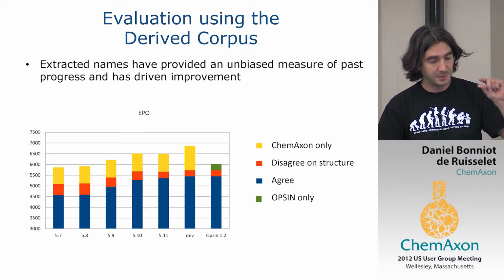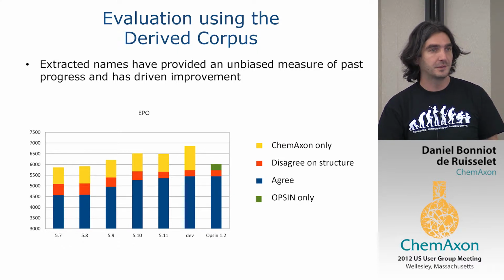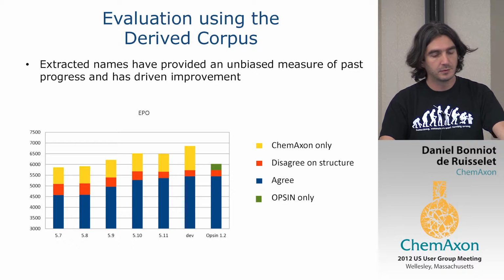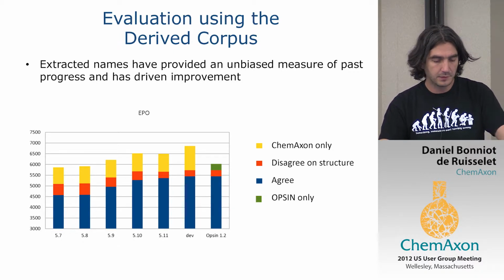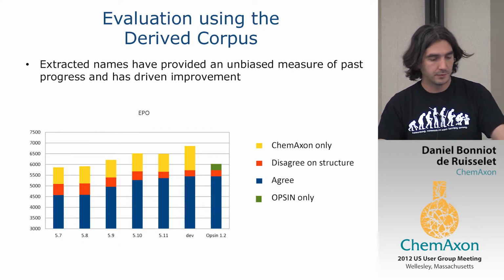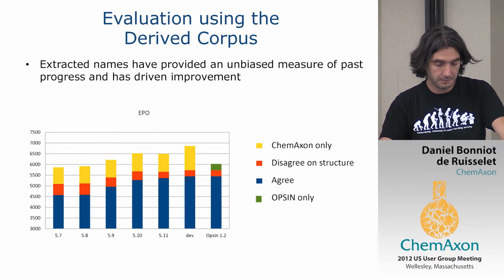If the red is becoming smaller, it means that we are fixing some errors where we were generating the wrong structure. Many times the stereochemistry could be wrong, or other cases. But you see that either one or the other or both improved in every release.